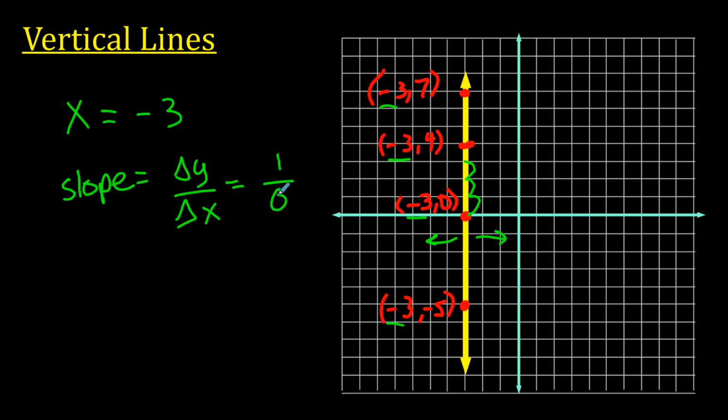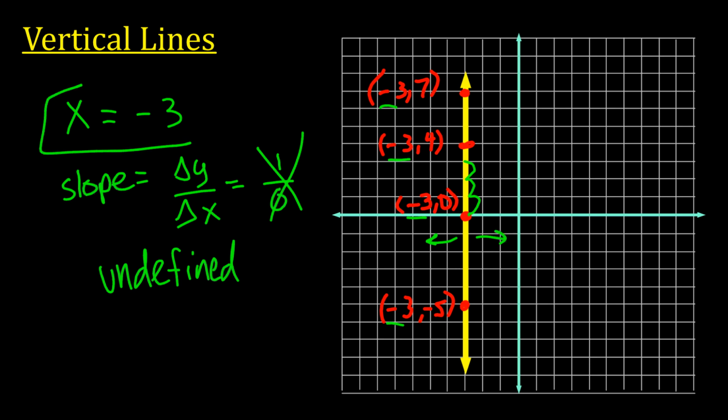Well, in math, we can't divide by 0. That's a no-no. And so what we do is we say that the slope is undefined. So whenever you try to divide by 0, we call that undefined. And so the slope of a vertical line is undefined. A vertical line equation is always x equals whatever that x value is.